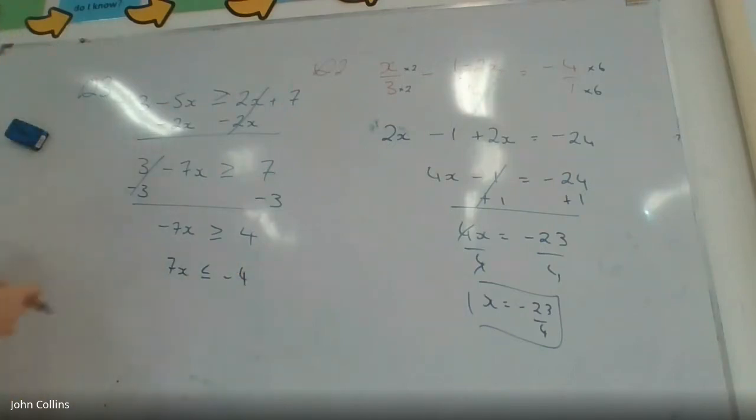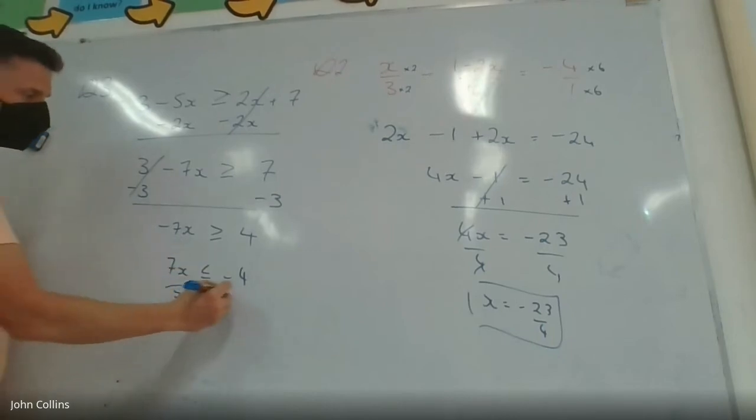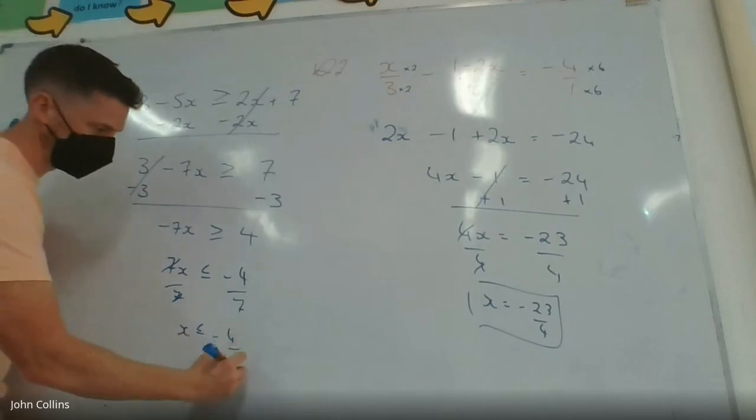And this came up in year 12 this morning. They forgot that you swap the sign, and most of them got the question wrong. Okay, and then divide by your 7 to get rid of the 7. And x is less than or equal to minus 4 over 7.